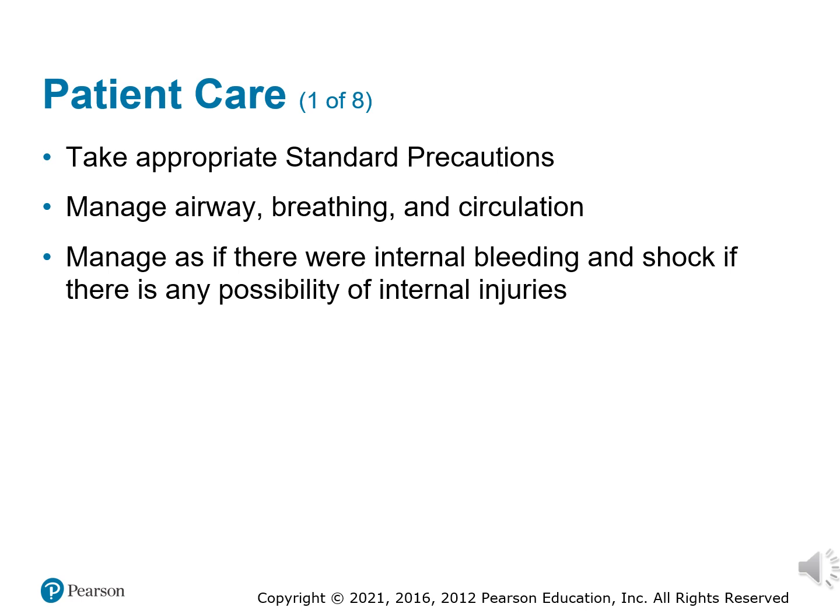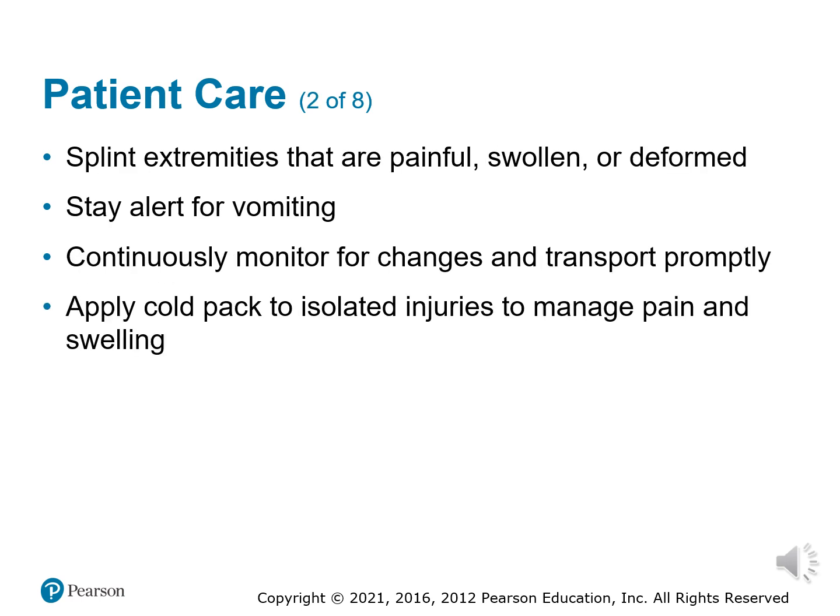You want to take appropriate standard precautions, manage the airway, breathing, and circulation, and manage as if there were internal bleeding and shock if there is any possibility of internal injuries. You want to splint extremities that are painful, swollen, or deformed. Stay alert for vomiting. Continuously monitor for changes and transport promptly. Apply a cold pack to isolated injuries to manage pain and swelling.